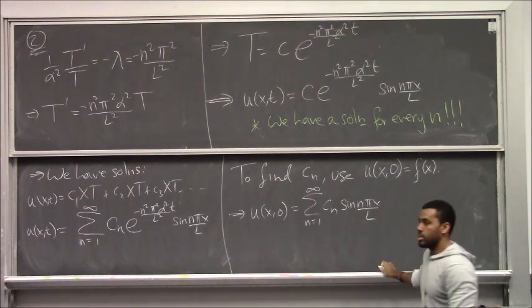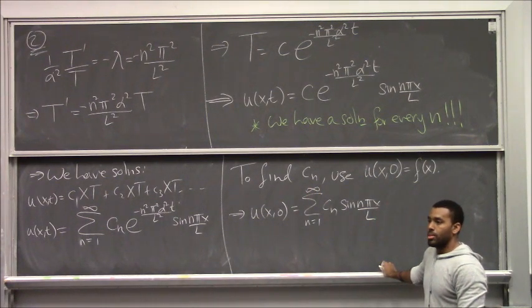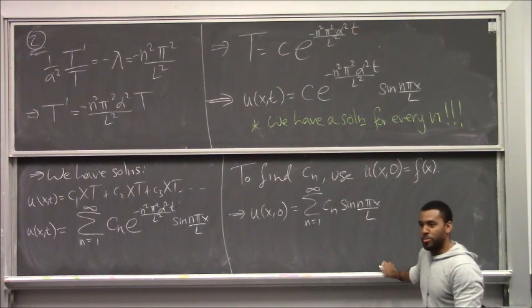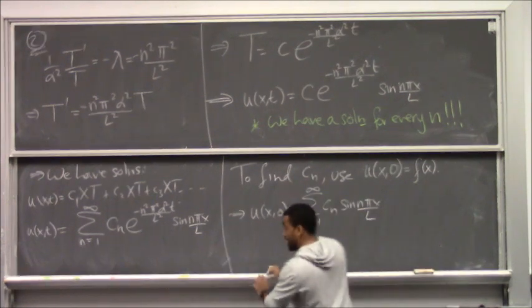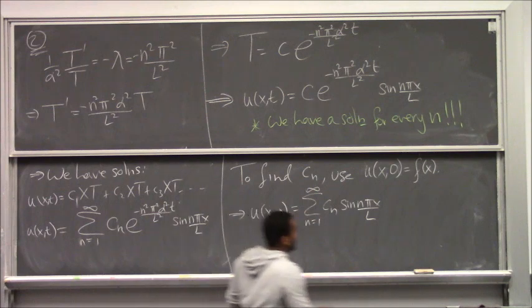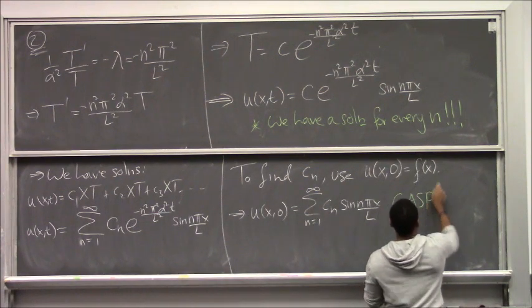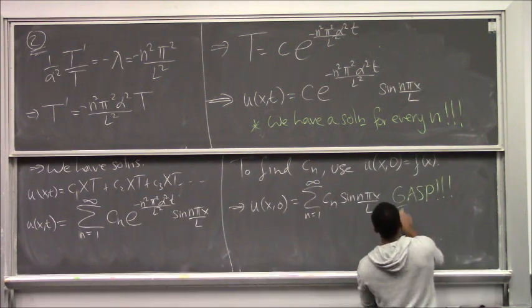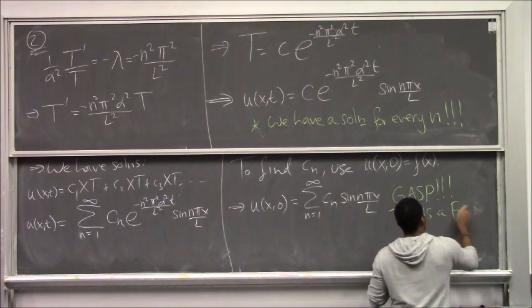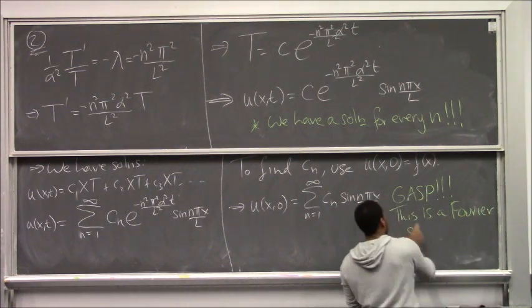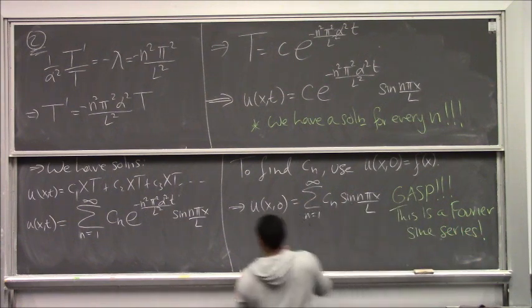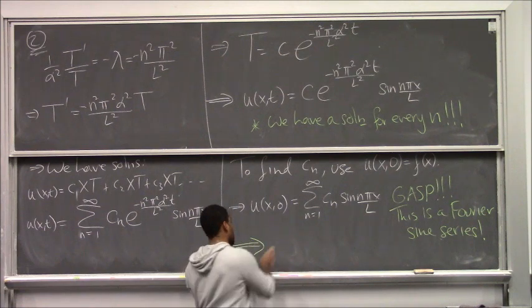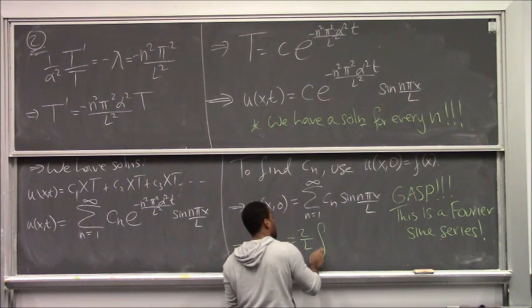What do you notice? Oh, it's that thing again. That's a Fourier sine series. So we can use the Fourier series formula to find the coefficients. That's a Fourier sine series. Gasp! Now what that means is that I know exactly how to find these coefficients.